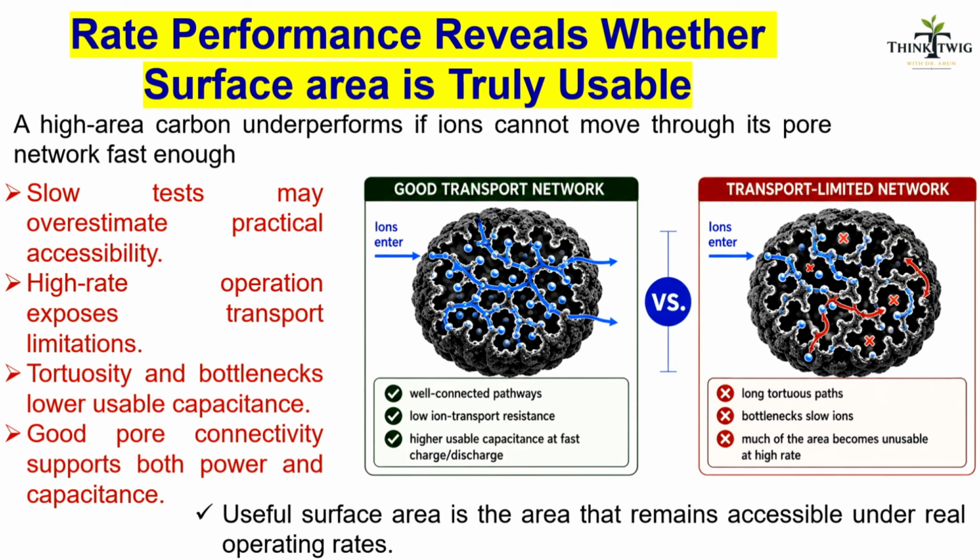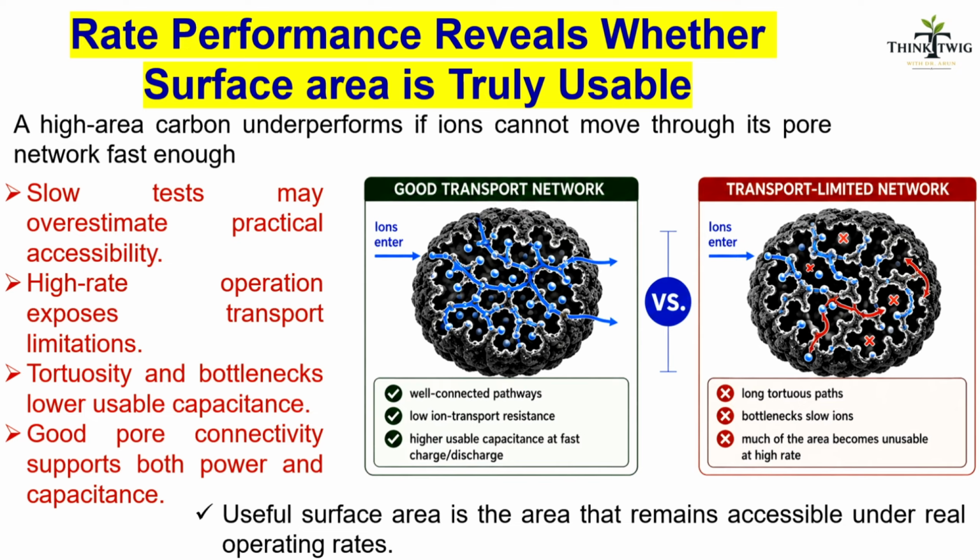If the network is well connected, ions still reach a large part of the surface. If transport is poor, capacitance falls quickly. So high rate performance tells us something that BET cannot. It tells us whether the surface stays useful when the device is asked to work fast.